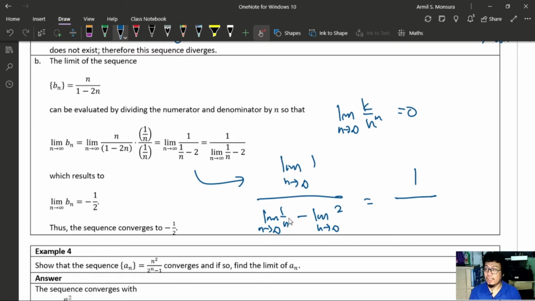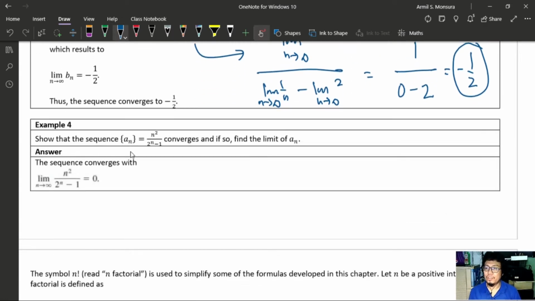K is 1, m is 1, so the limit of this one is 0. So this is 1 over 0 minus the limit of 2 as n approaches infinity, which is 2. So this is negative 1 half. It means that the limit is negative 1 half, so eventually the terms of your sequence will become negative 1 half if n becomes sufficiently large. Okay, so there.